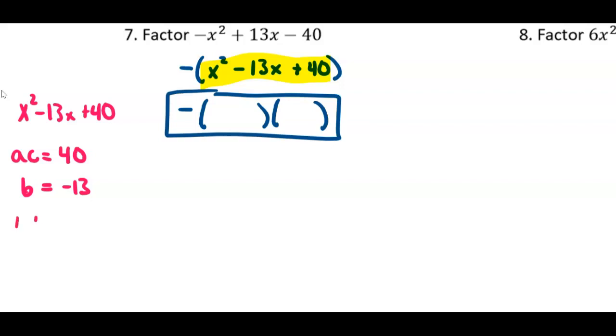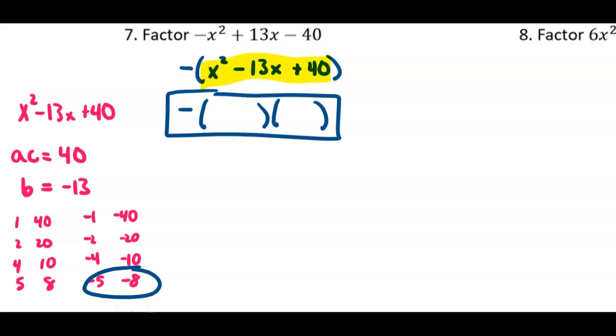So, like, it could be 1 and 40, 2 and 20, 4 and 10, or 5 and 8, but none of those will add to a negative 13. So I'm pretty confident that it's going to be negatives of each of these. These will multiply to a positive, but they're going to add to a negative. So one of these pairs adds to negative 13, and it's this one right here.